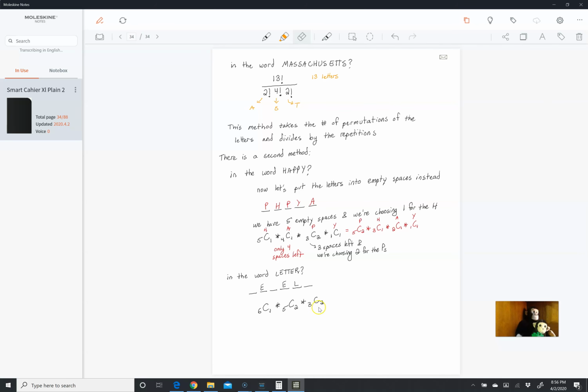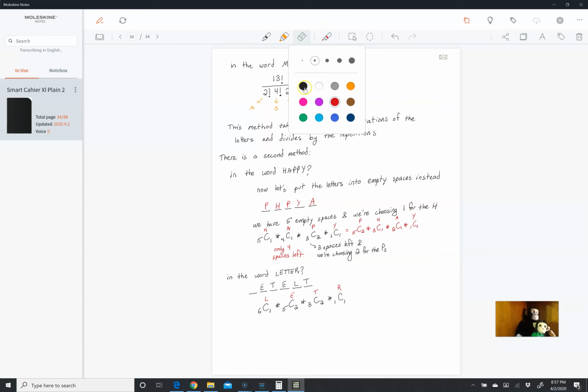Now we're going to put in the T's, and we have to choose 2 of the spaces for the T's. And now we have 1 space left, and we're choosing that space for the R. So notice the N and the R are equal here. So the 6C1 was for the L, the 5C2 was for the E, the 3C2 was for the T, and the 1C1 was for the R. Again, another way of doing it.